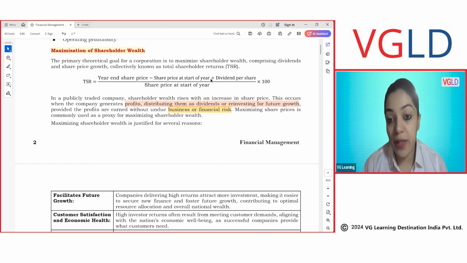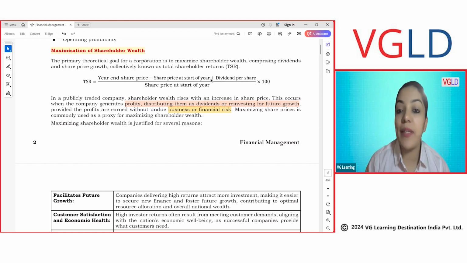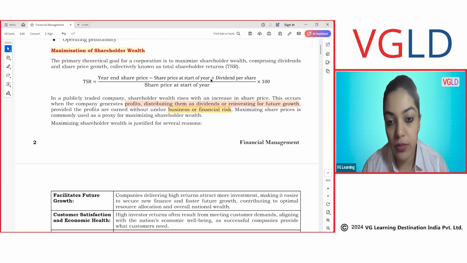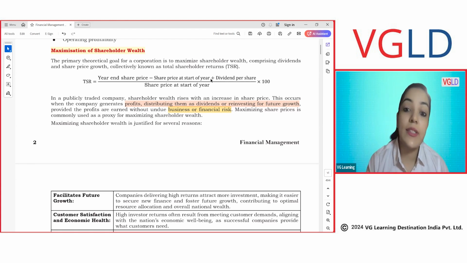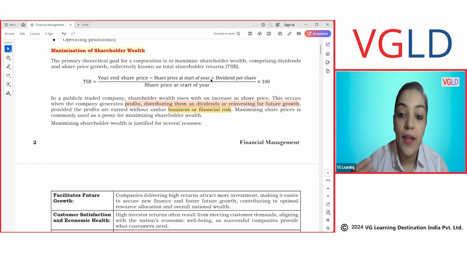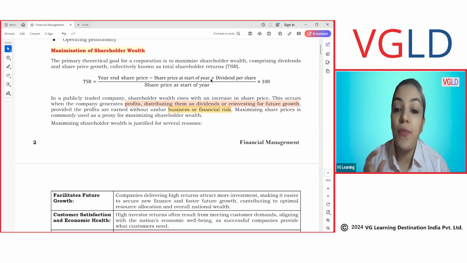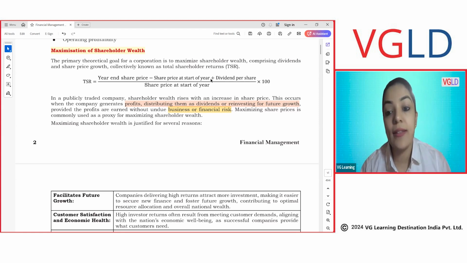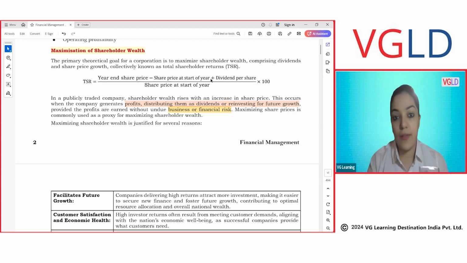So if, for example, in a year, ITC makes losses and it is not in a position to pay interest to its debt providers, debt providers have the right to wind up the company. This element is known as financial risk. What is it? The risk in a business because of having debt in the capital structure is known as financial risk.